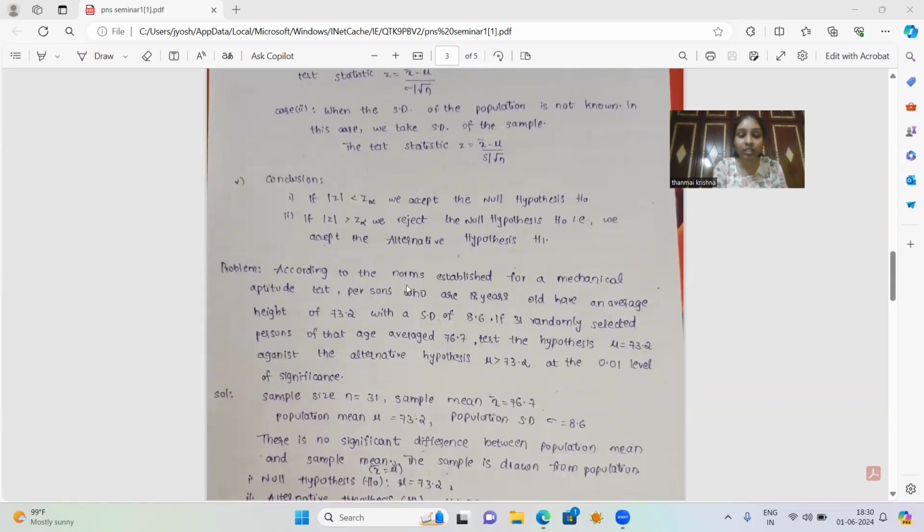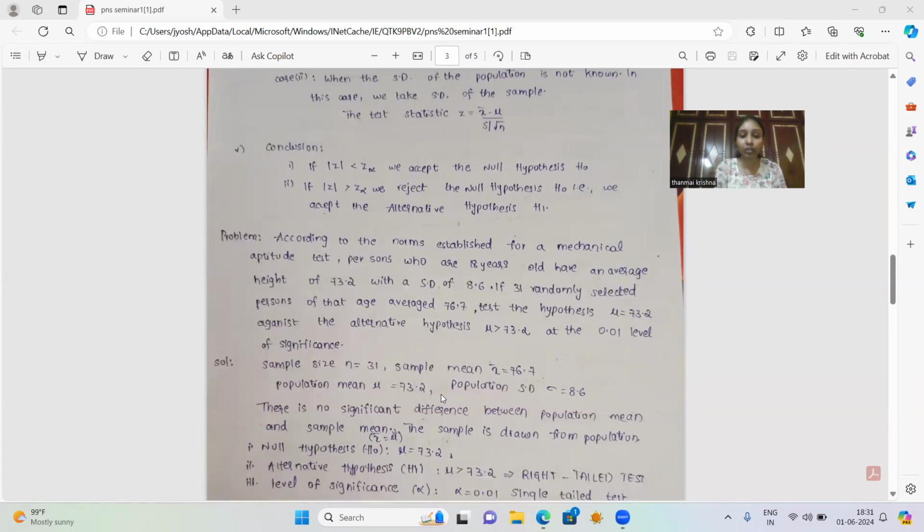Taking a problem which goes like this: according to the norms established for a mechanical aptitude test, persons who are 18 years old have an average height of 73.2 with a standard deviation of 8.6. If 31 randomly selected persons of that age average 76.7, test the hypothesis mu equal to 73.2 against the alternate hypothesis mu greater than 73.2 at the 0.01 level of significance.